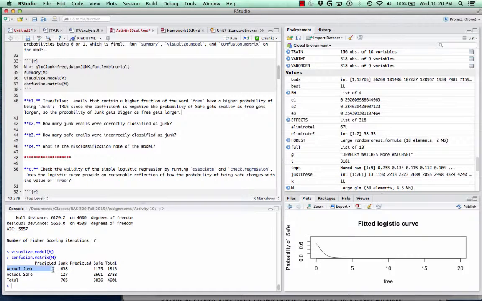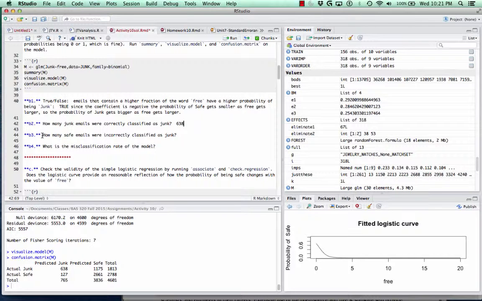So the rows of the confusion matrix tell us something about the actual emails in the data set. There were 1,813 emails that were junk in the data, and there were 2,788 emails that were safe. So we're being asked how many junk emails were correctly classified as junk. Well, we look at the row for actual junk, and we see what the model predicts. We see that the model correctly predicts 638 of those emails, and it incorrectly predicts 1,173 of those junk emails to actually be safe. So how many junk emails were correctly classified as junk? That's going to be 638.